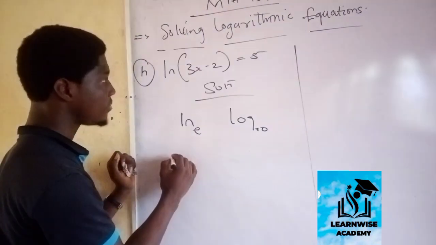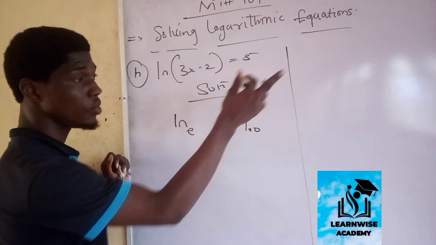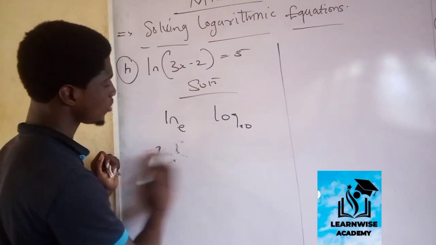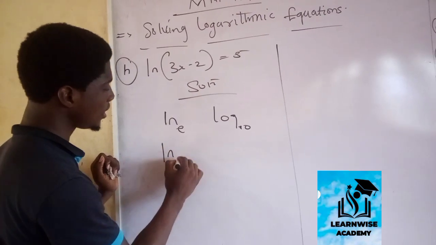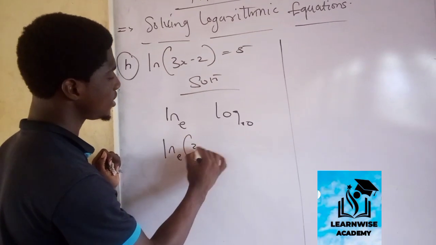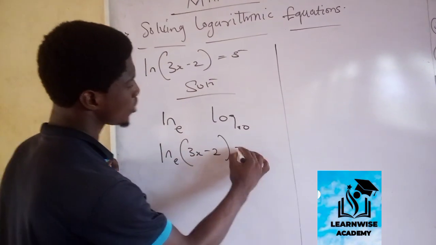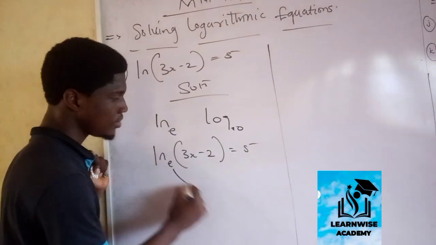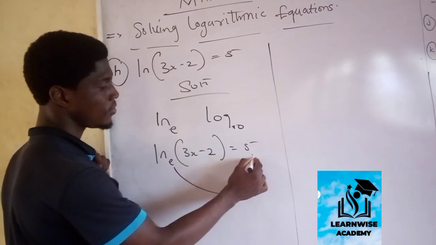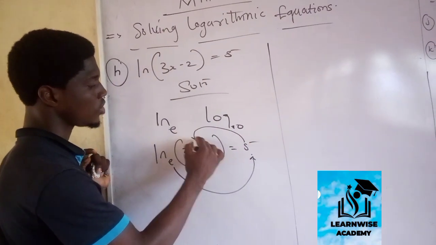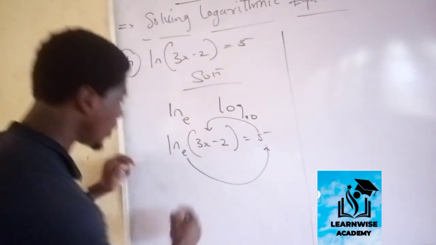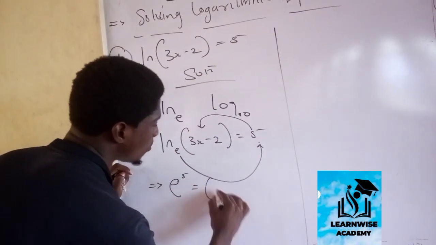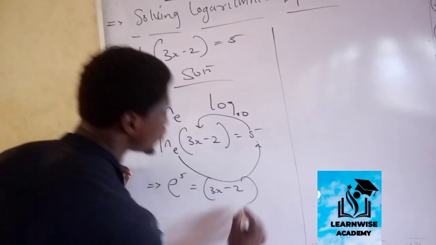So what am I having? Using the same procedure we use in solving all that, we have ln of bracket 3x minus 2 equal to 5. Let me write it bolder. Now, remember our concept. Our concept simply says the base, that's e raised to the power of 5, is equal to bracket 3x minus 2. So this is what we have.